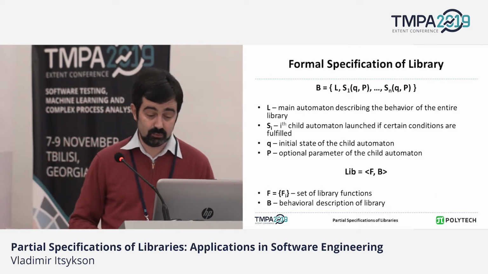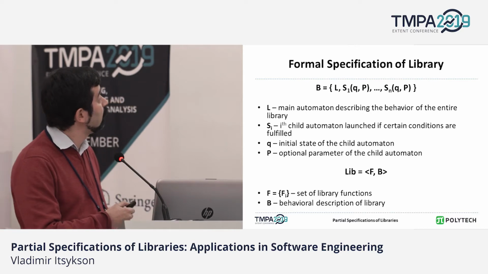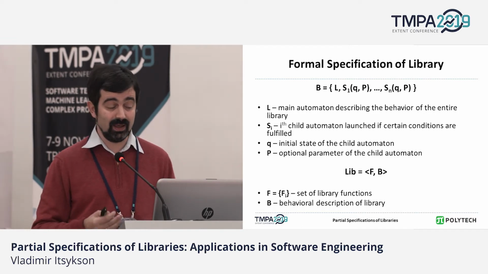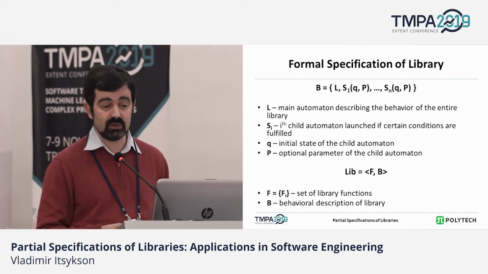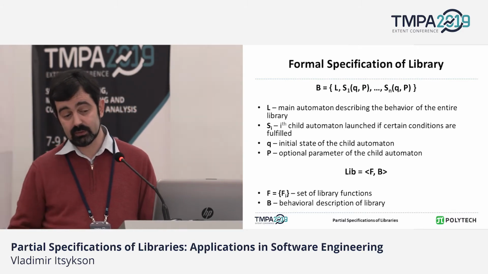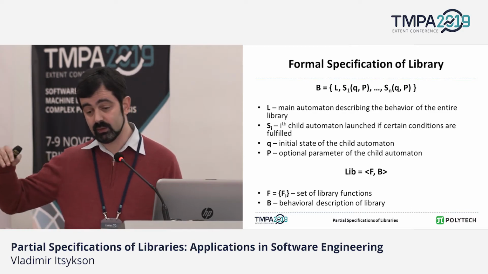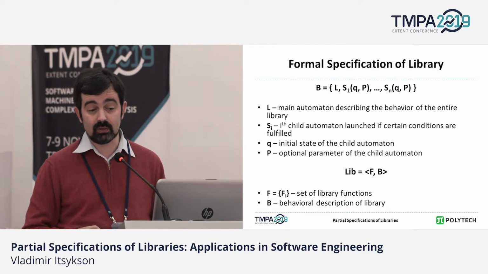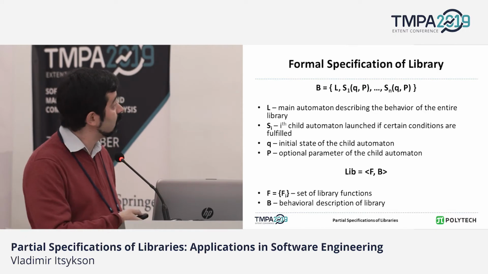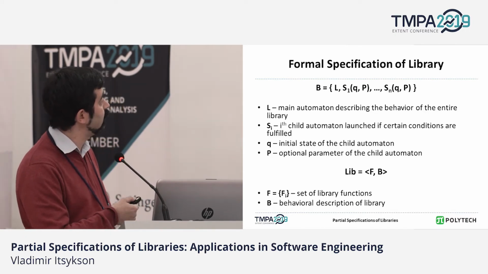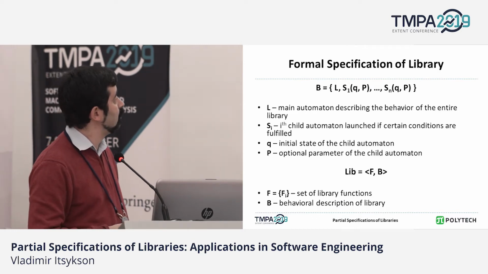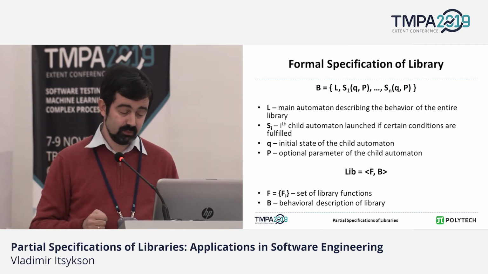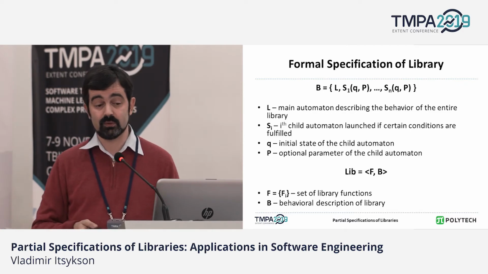And the last slide of our formal description, it's B. It's a set of all automata of the library. L is the main automaton. It describes the behavior of the entire library, and S1 to Sn are child automata created during library execution. And as a result, Lib is a tuple of F and B. F is a set of library functions, and B is the behavioral description of the library. I think it was very boring, so I tried to show it in a picture.